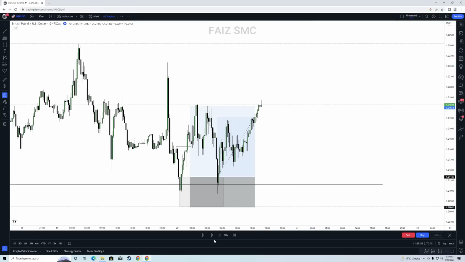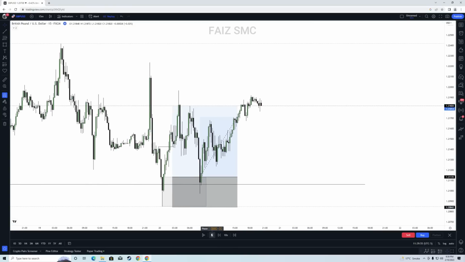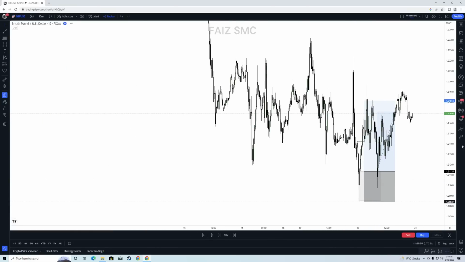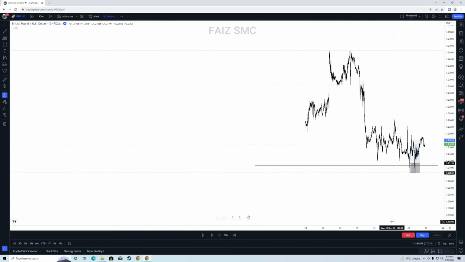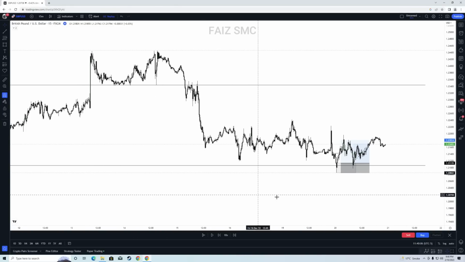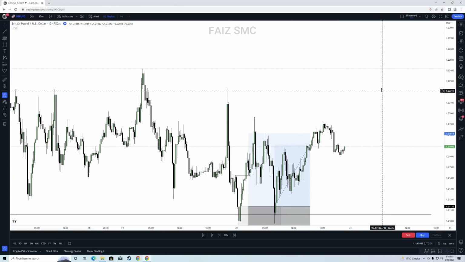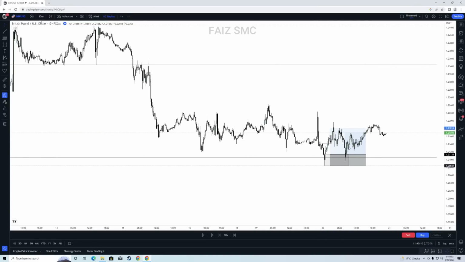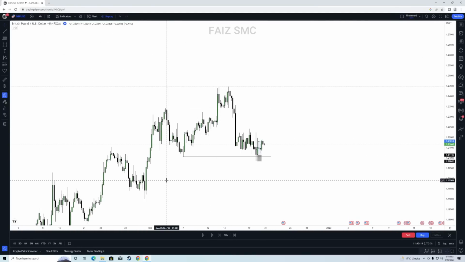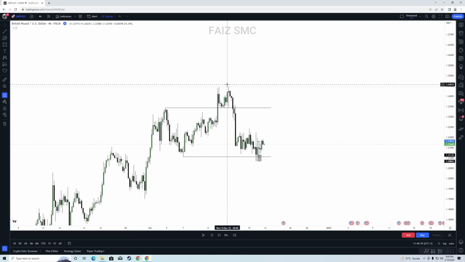Okay, very simple, guys. So this setup is going to work 60 to 70% of the time. Okay, and trust me, it works like a charm, guys. So let me repeat this again. Let's go to the 4-hour time frame. Look at this, okay? We have A, B, and C.